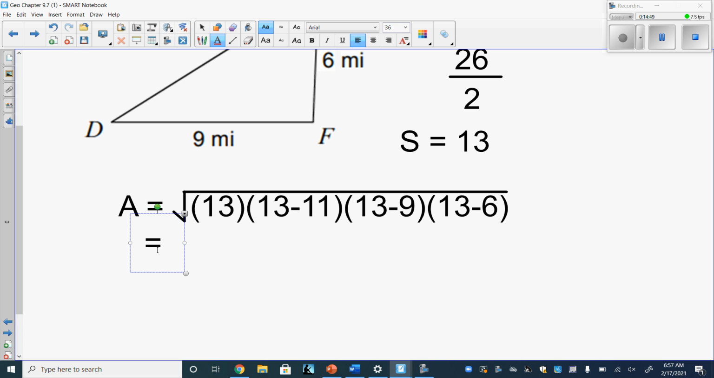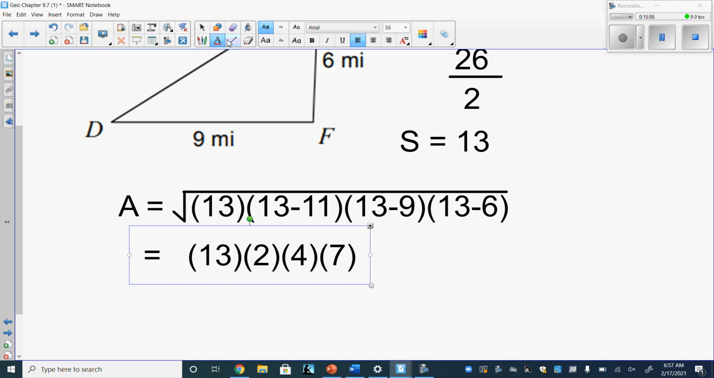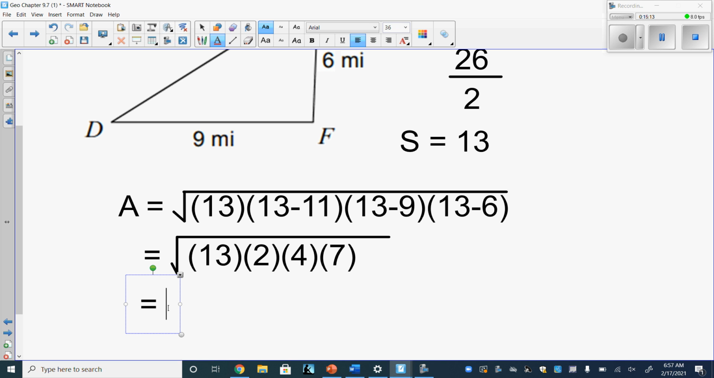Now again, at this point, you could type all this into the calculator, and the calculator will solve it for you. Or we can simplify a little bit. 13 minus 11 is 2. 13 minus 9 is 4. And 13 minus 6 is 7. And we'll be taking the square root of it. And if we multiply all that together, 13 times 2 times 4 times 7, and take the square root of it, we get 26.980. And that'd be it. That's all we'd have to do for this here.